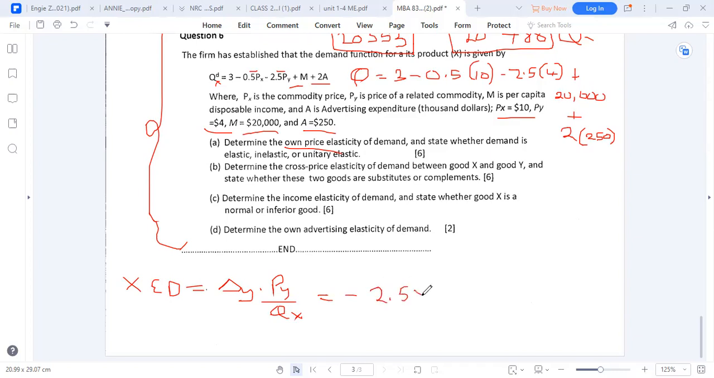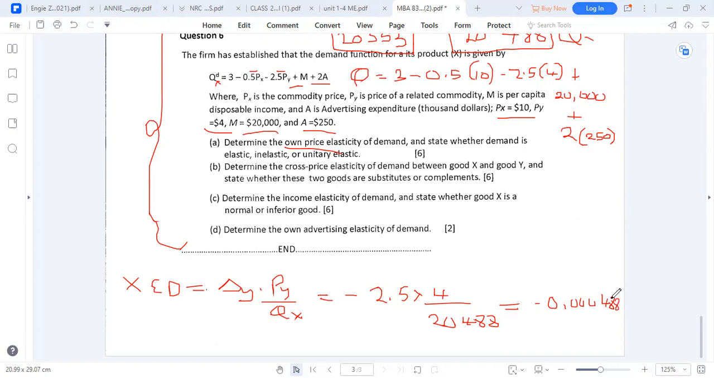What's the price of good Y? It's $4. $4 over 20,488. So 2.5 times 4, negative, that's negative 10 divided by 20,488, which is negative 0.123, then 488.